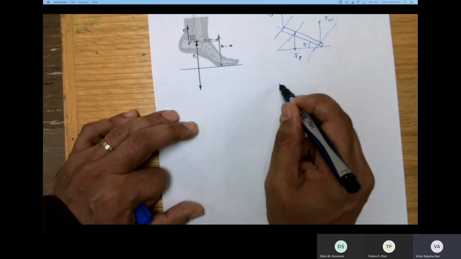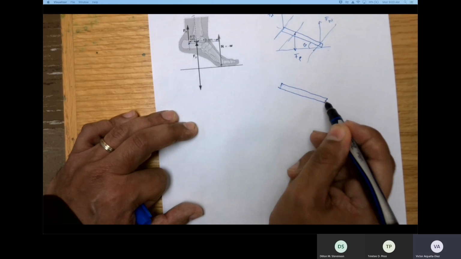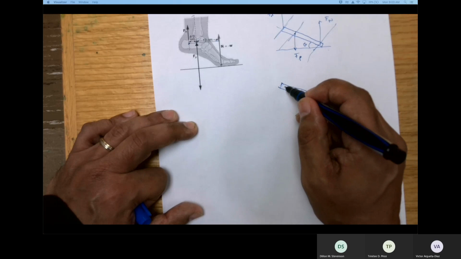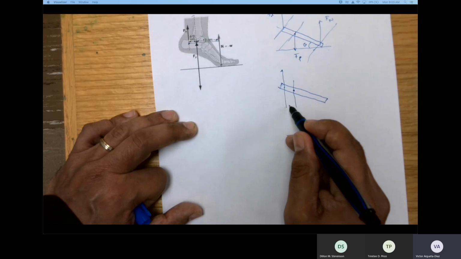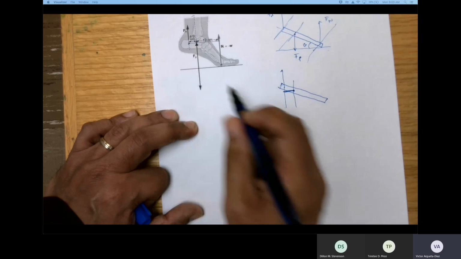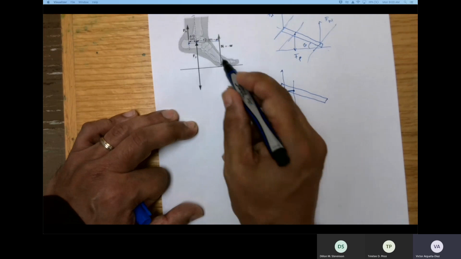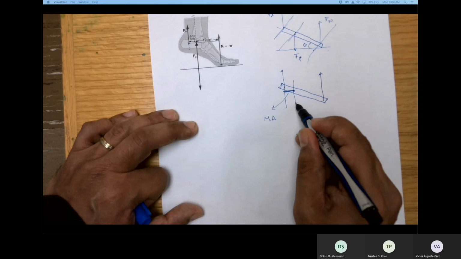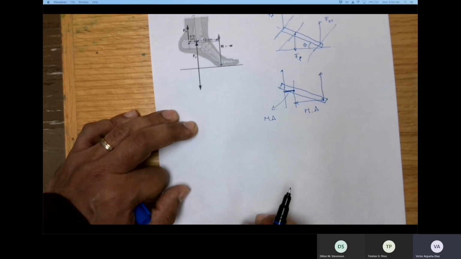So if you have the ankle, you have your joint, and you have this distance over here. This distance, this 4 centimeters, is going to be your moment arm. So this distance over here is also going to be a moment arm.